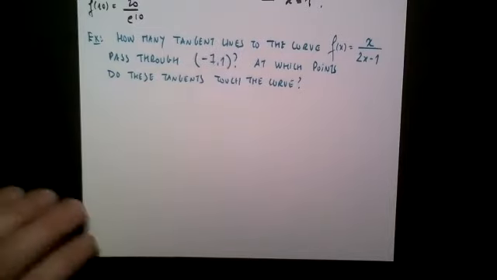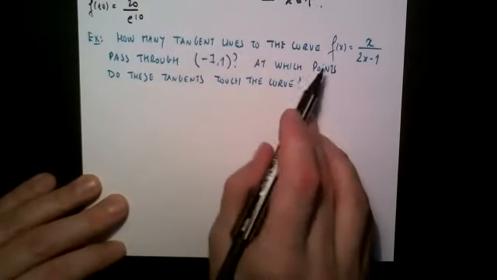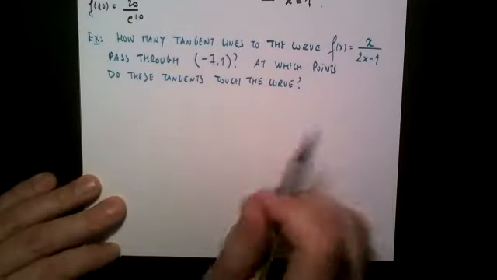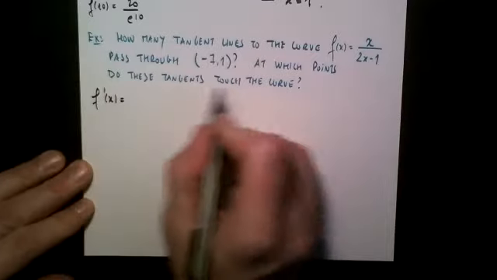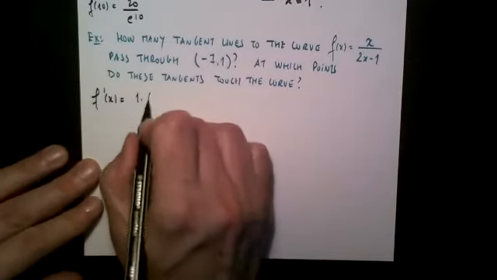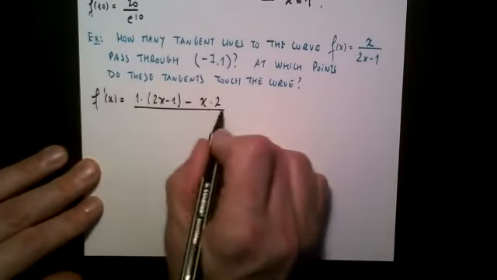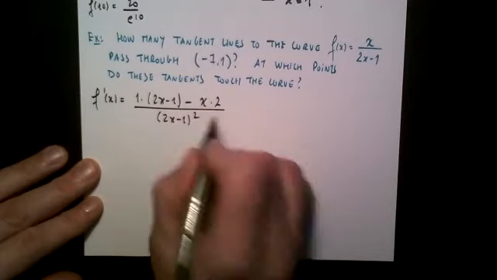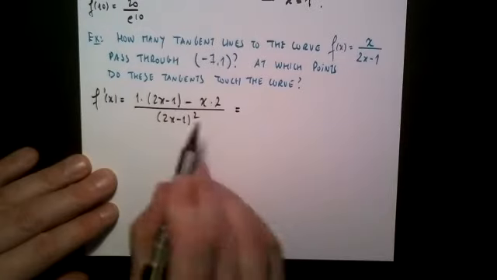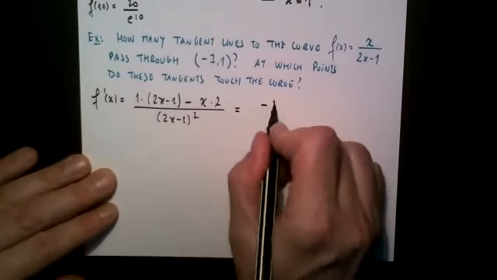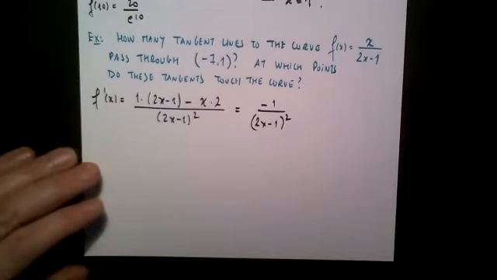This one here, I guess you had time to do it, so I'm going to do it. How many tangent lines? Okay, so let's find the derivative, because we're going to need the slope. So f prime of x, the derivative, is 1 times 2x minus 1, minus x times 2, over the bottom squared, 2x minus 1 squared. And that is 2x minus 2x disappear, so I have just negative 1. So negative 1 over 2x minus 1 squared. This is the derivative.